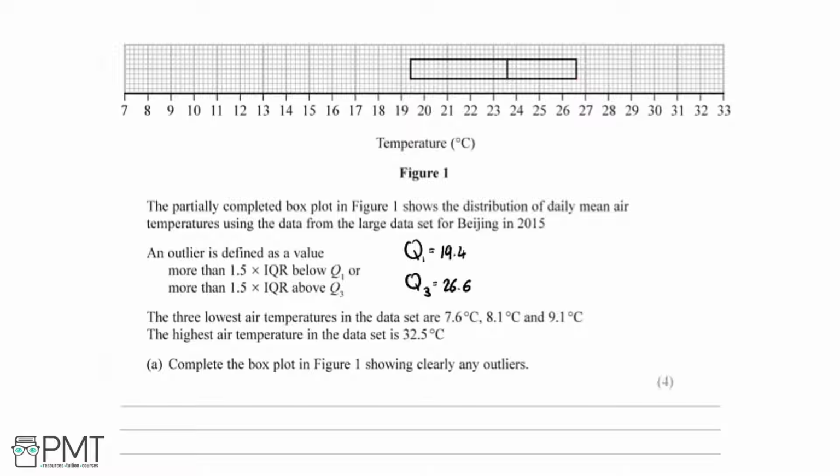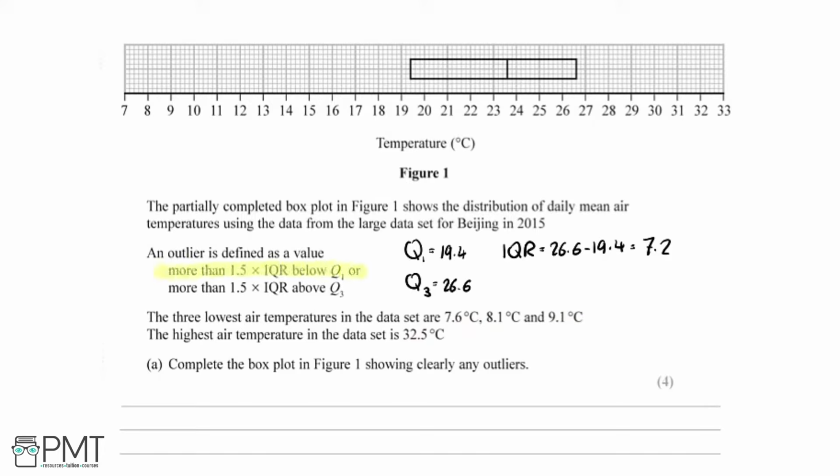Now from that we can work out what the interquartile range is by taking the difference. The interquartile range equals 26.6 take away 19.4, which equals 7.2. So now using this, we can work out which of these points we've been given here are outliers and which of them aren't outliers, using these conditions set out here.